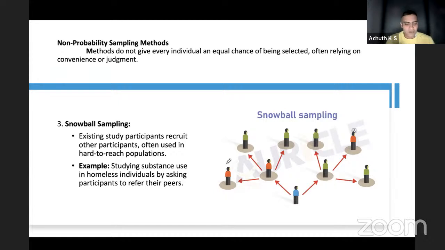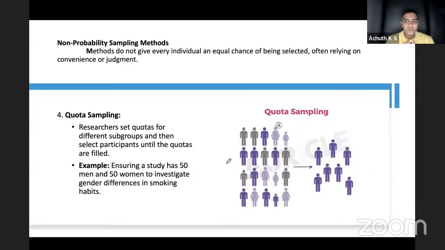You have a person who is involved in substance abuse, and you catch hold of 10 other people who are involved in substance abuse, and you get them for your study. That is called snowball sampling. Quota sampling: in this, researchers set quotas of different subgroups, then select participants. There you selected the whole cluster, but here you ensure the groups, then you select from those quotas.